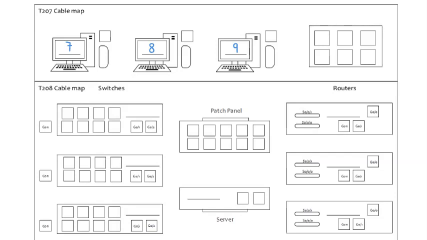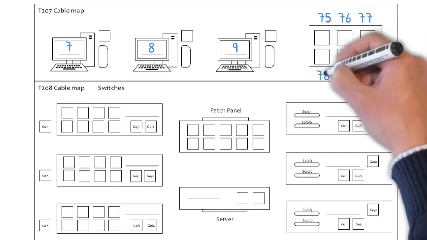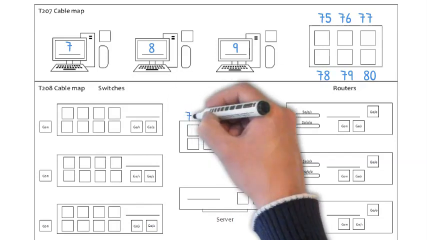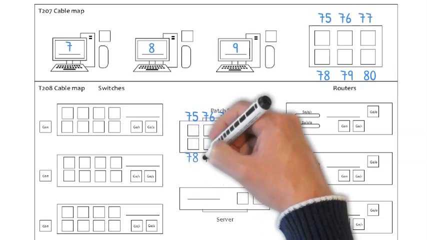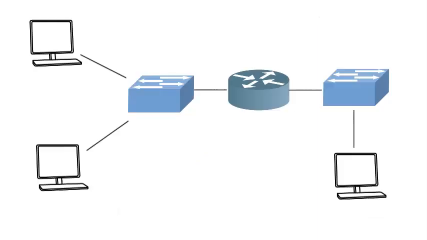And so right next to PC 789, we have jacks 75, 76, 77, 78, 79, and 80. Then I'm going to put those same jack numbers down where the patch panel is illustrated for room T208. So I know which jacks out of the patch panel I need to come out of to connect to my switches and my router. Finally, I'm going to identify the devices I'm using in T208, our switch room. So I'm using alpha, beta as my switches, and my router is going to be Phobos.